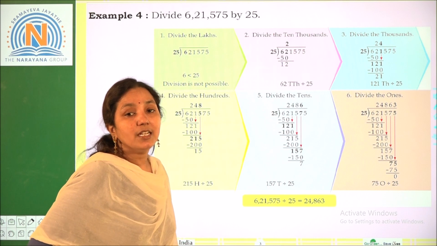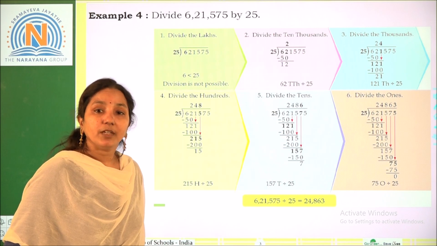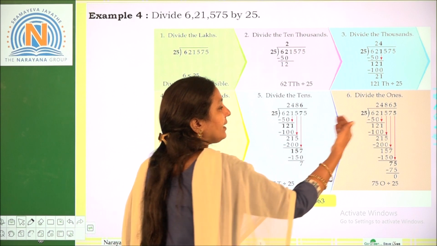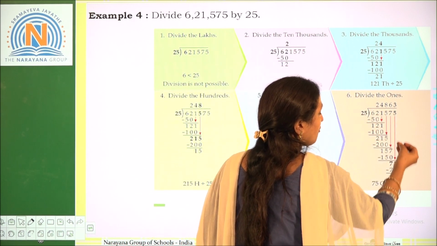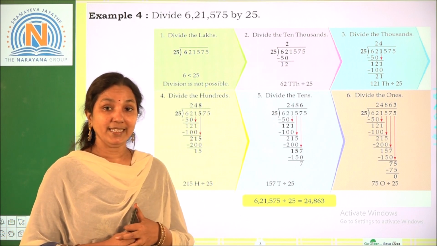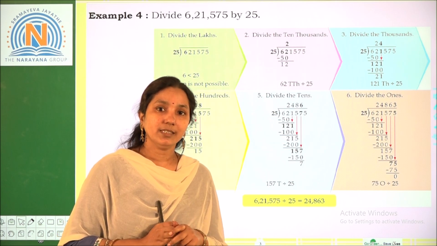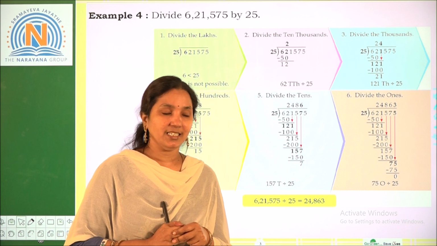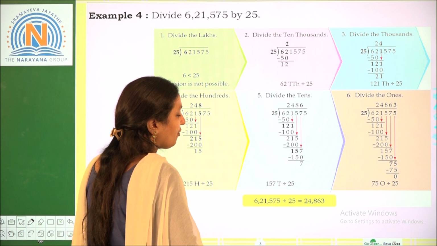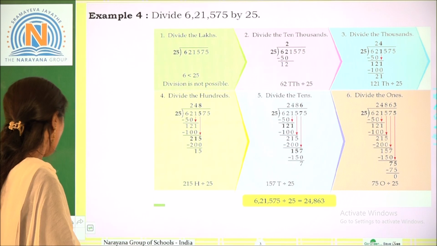We can take 6 times. 6 25s are 150. From 157 we subtract: 157 minus 150 equal to 7. Now bring down the next number. It is the ones place, 5, so 75. 75 is exactly divided by 25. How many times? 3 times. 3 25s are 75. Now the quotient of the given problem is 24,863. And the next one.